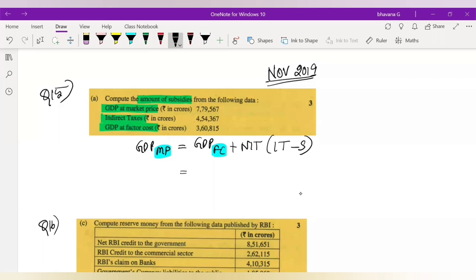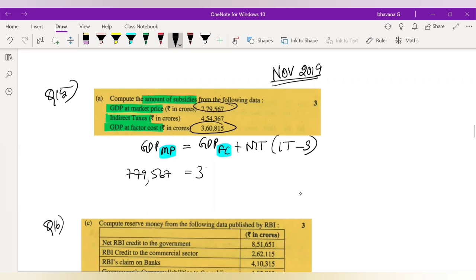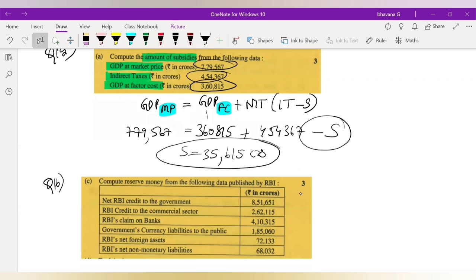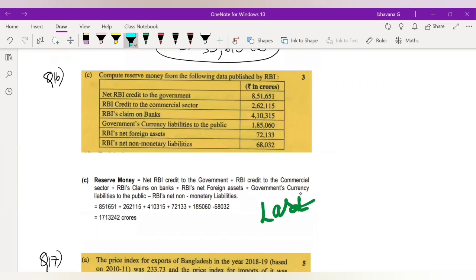So what is GDP MP here? GDP MP here is 779,567. What is GDP FC? GDP FC is 360,815. What is indirect taxes here? 454,367 minus subsidies. If you solve this equation, you will get subsidies of 35,615 crores, guys. So this will be your subsidies. You just had to substitute in the equation and find the subsidies. Very easy question. They had asked this for 3 marks in the exam. Very easy.